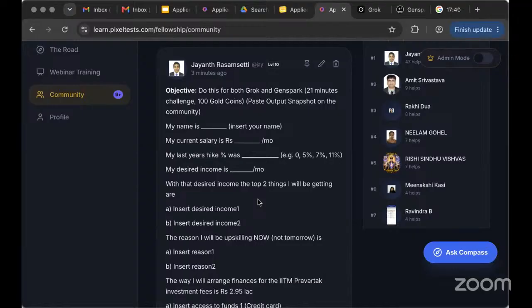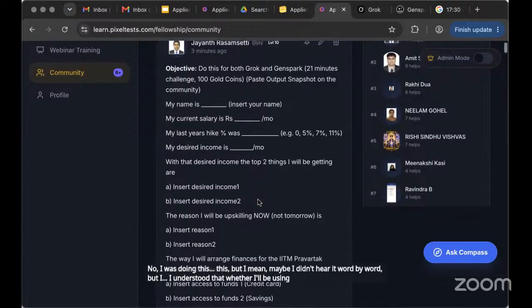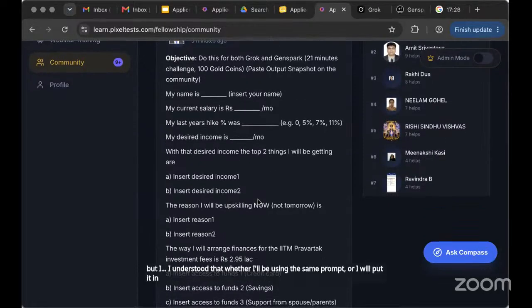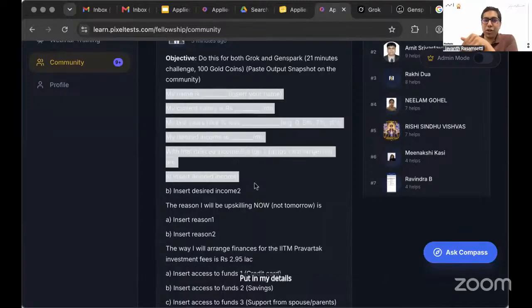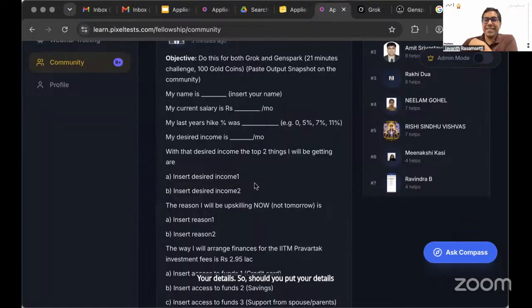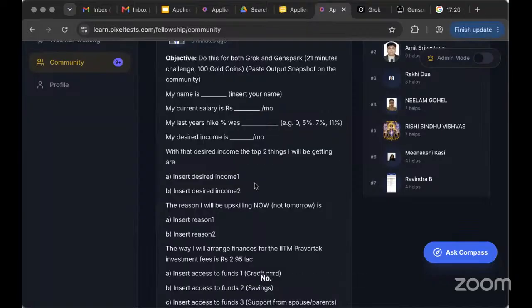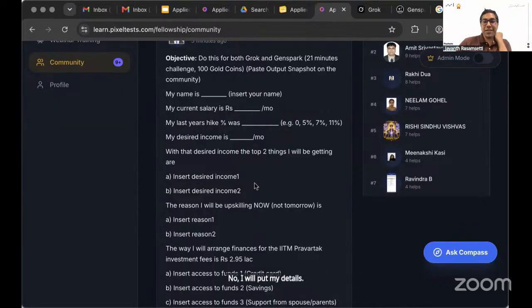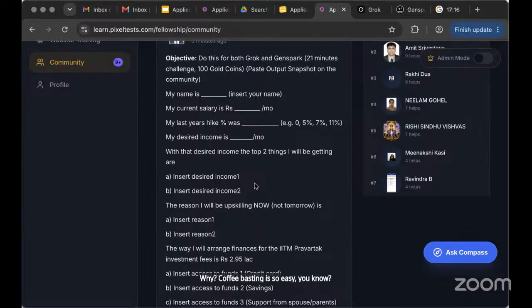I was doing this, but maybe I didn't hear it word by word. I understood that whether I'll be using the same prompt or I will put in my details. Your details. So should you put your details or copy paste? No, I will put my details. Why? Copy pasting is so easy, no? No, because it is mentioned there that you have to be true.